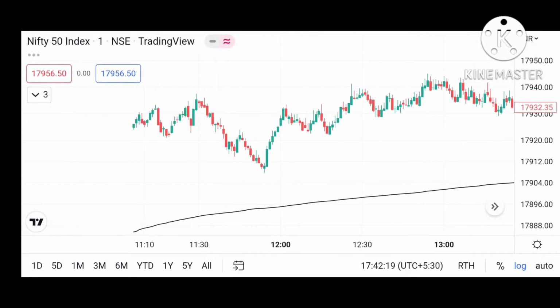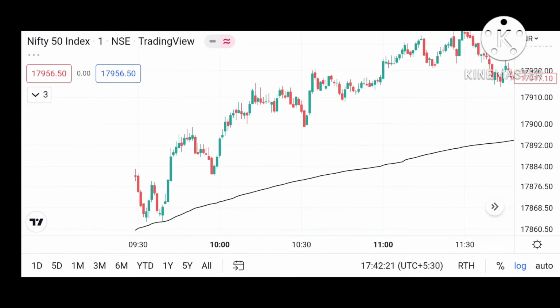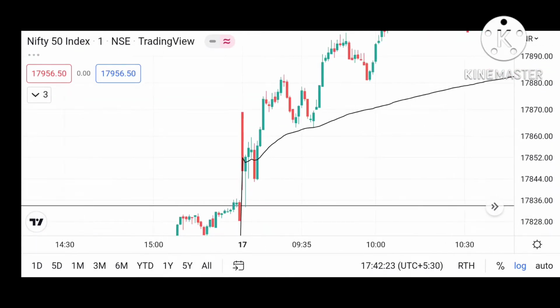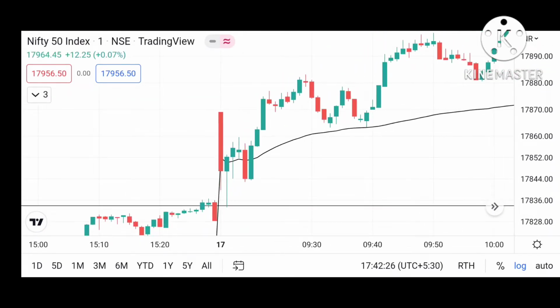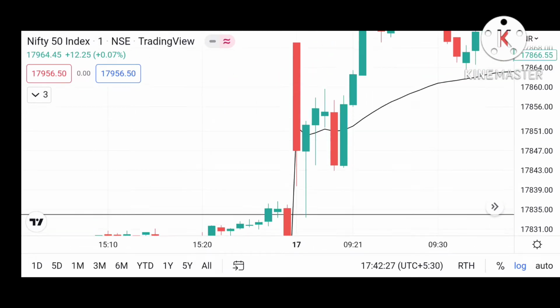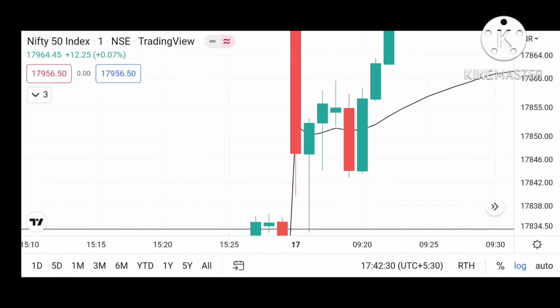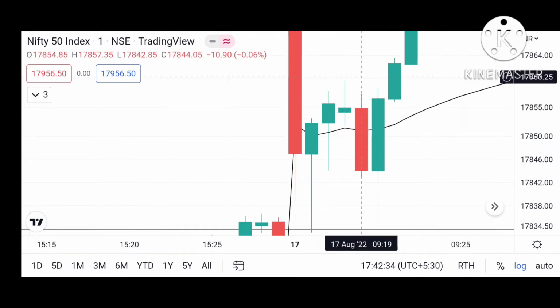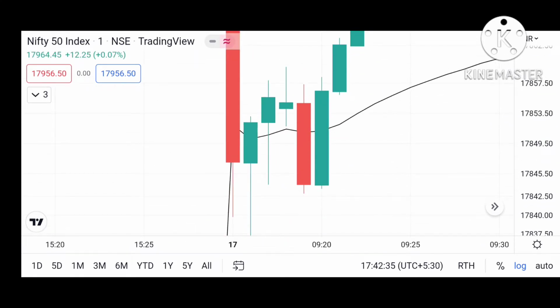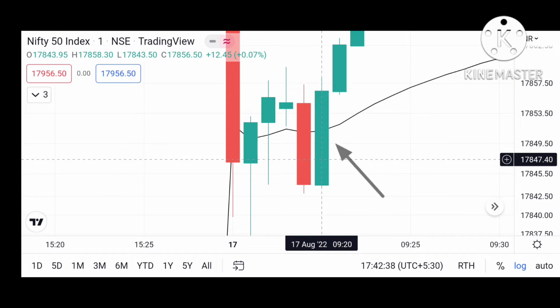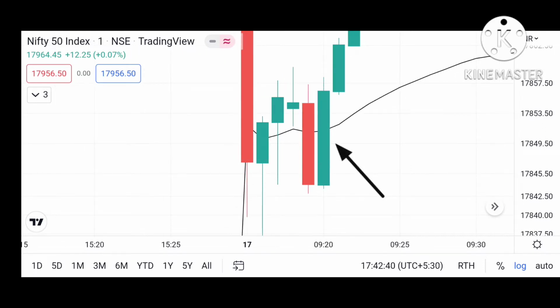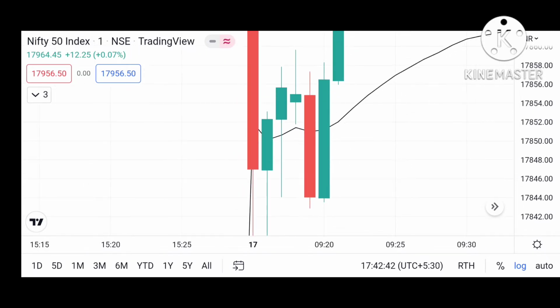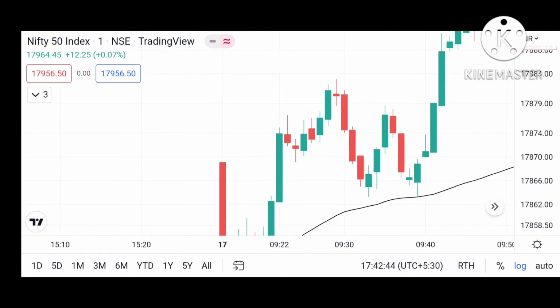Let's see. Whenever any one of the first candles crosses the VWAP line, you have to go long. As I told you, avoid the first 2 candles, and even if you go long on the first candle, you also make a profit. But let's see, this candle also crosses the VWAP resistance, and see, the market is going upside.